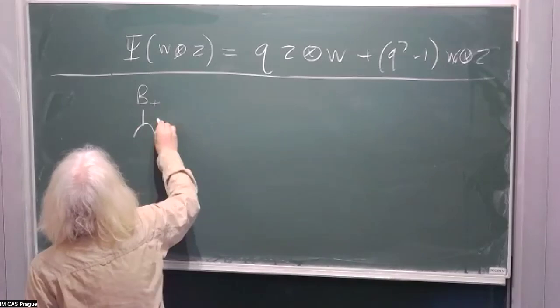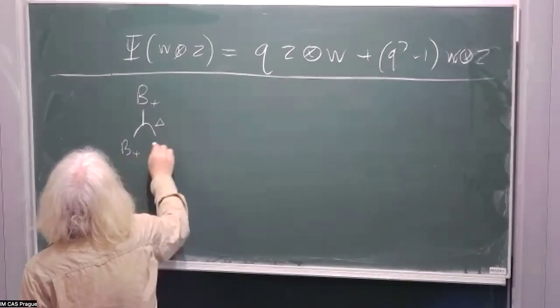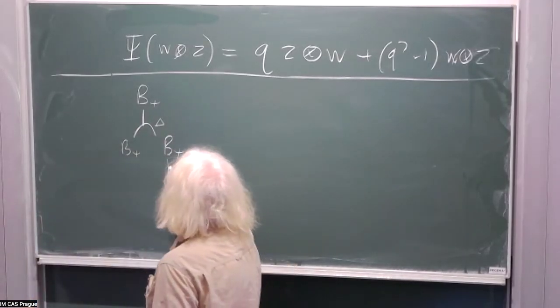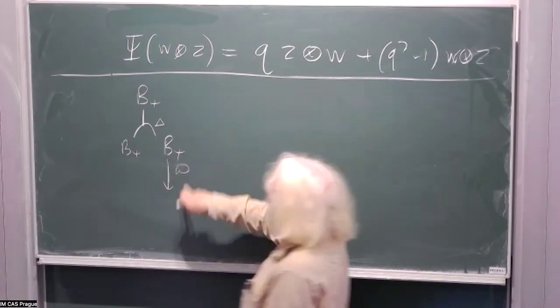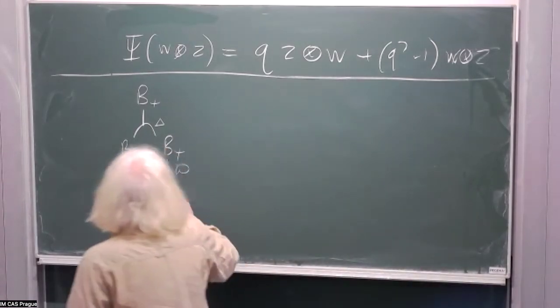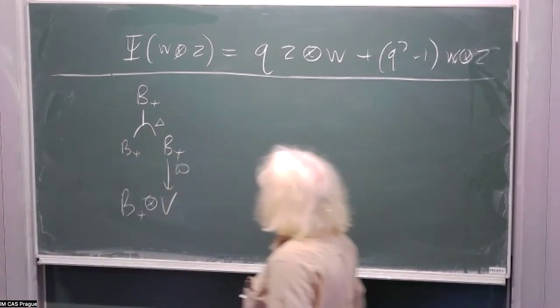So if I have B plus, then I can take the coproduct, which takes me to B plus tensor B plus. Now I'm going to apply a map, which is just projection to the degree 1 part. So it's now going to take me to B tensor V.